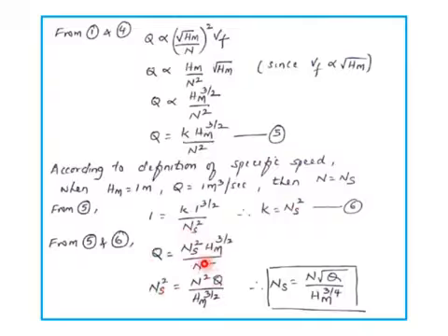So what is Ns squared? It is N squared Q by Hm to the power of 3 by 2. Taking the square root on both sides, you will get Ns equals N root Q by Hm to the power of 3 by 4. In the previous case, in the turbines, we had N root P by H to the power of 5 by 4, where that was net head. Here it is manometric head, but it is not 5 by 4, it is 3 by 4. Here Q is in meter cube per second.